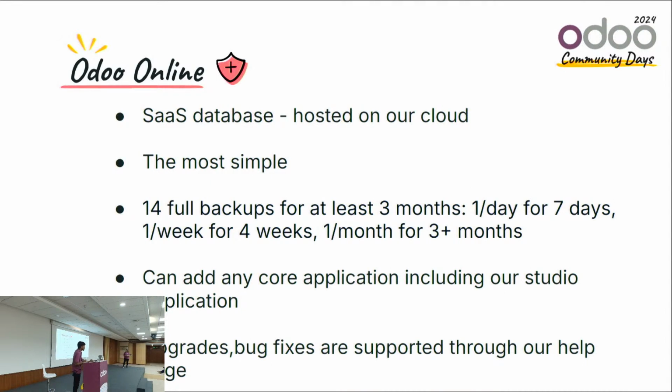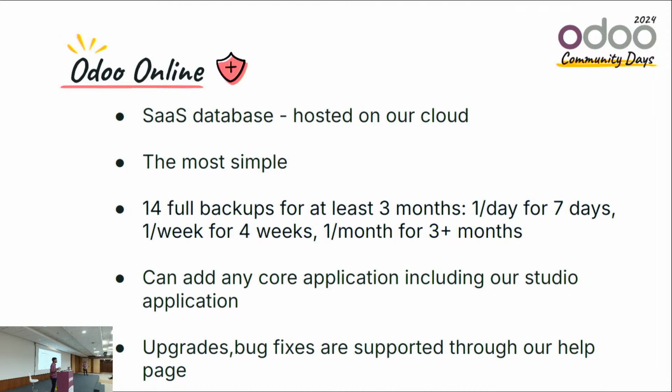Okay. The first cloud hosting option available in Odoo is the Odoo Online server, which is the most simple way of hosting your database. It's a SaaS database hosted on Odoo Cloud itself. Because it's on Odoo Cloud, there will be 14 full backups available for at least 3 months: one per day for 7 days, one per week for 4 weeks, and one per month for at least 3 months. Because it's Odoo Online, you can use all the core applications of Odoo.